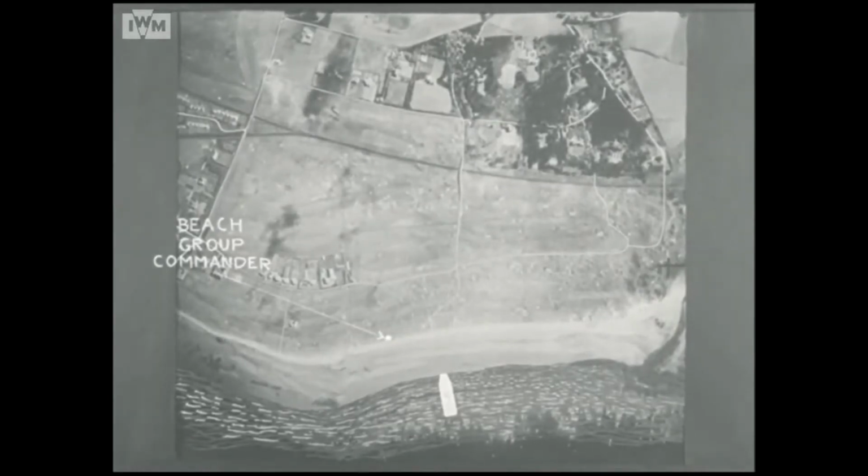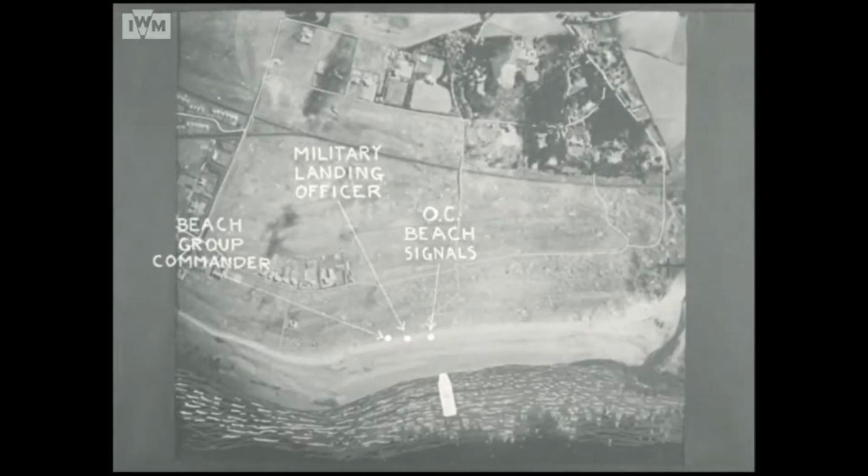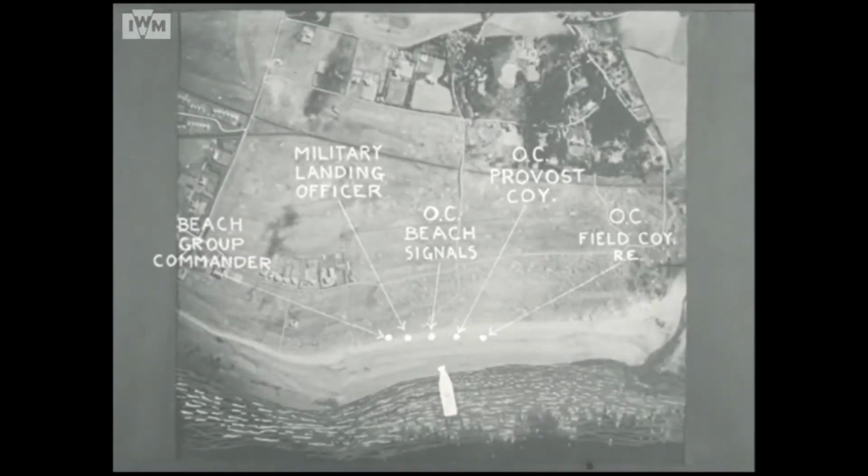When the beaches are secure, the tank landing craft come in. They bring with them the following members of the beach organization: the beach group commander, the military landing officer, the OC beach signals, the OC Provost Company, the OC Field Company RE. 2 jeeps are landed to speed up their reconnaissance of the beach maintenance area.